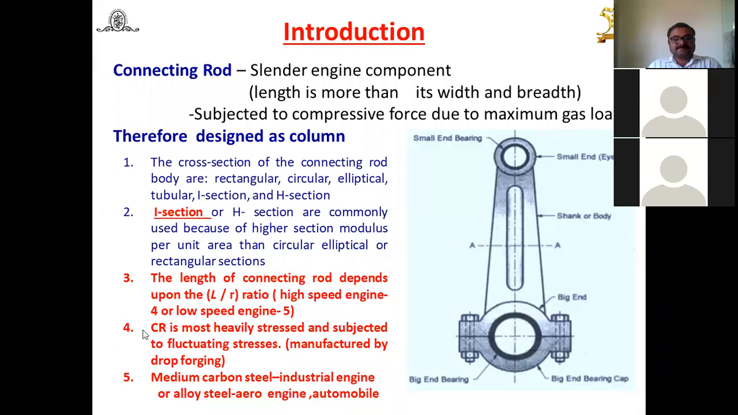Again, second thing, the connecting rod is most heavily loaded, as I have already told, and subjected to fluctuating stresses. That's why it is manufactured by drop forging. The material used for the connecting rod is medium carbon steel for industrial engine connecting rods, and alloy steel for aero engines or automobiles. So you can remember that medium carbon steel and alloy steel are the materials used for the connecting rod.